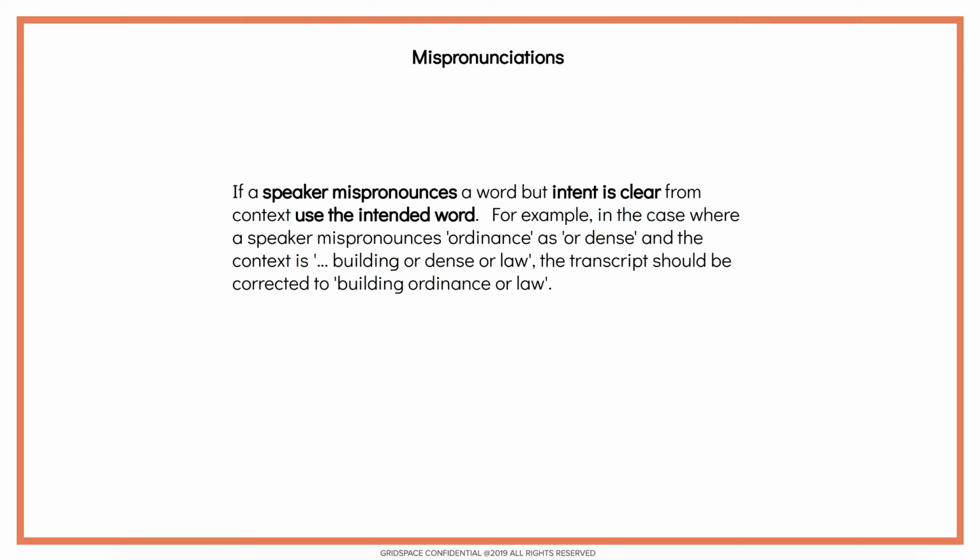If a speaker mispronounces a word, but what they intended to say is clear, transcribe the intended word if you can understand the intention. We had an example where a speaker mispronounced the word ordinance as "ordents," where the context was building ordents, or law, so it's fairly clear that they meant building ordinance. So in those cases, you can correct to the intention of the speaker.